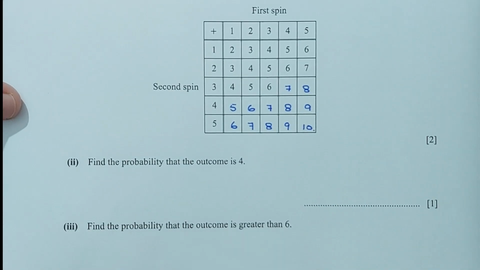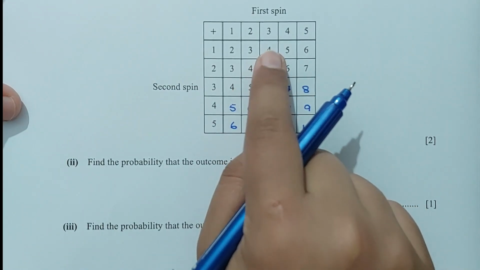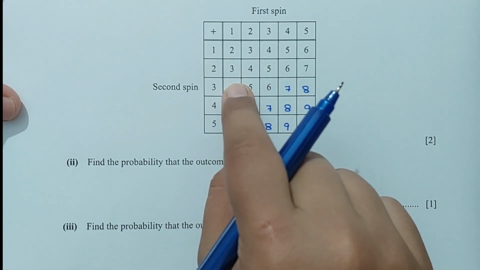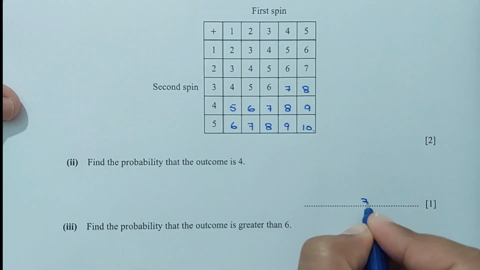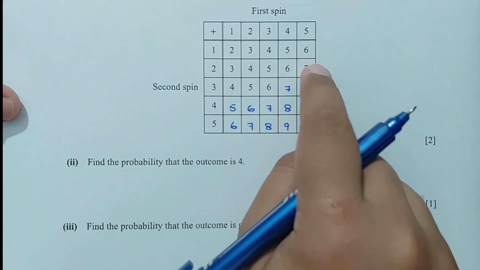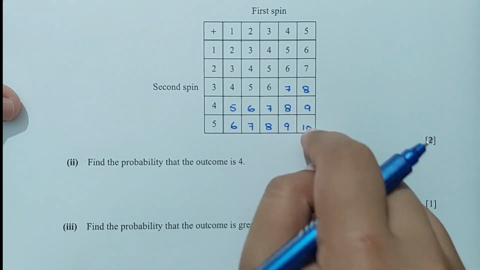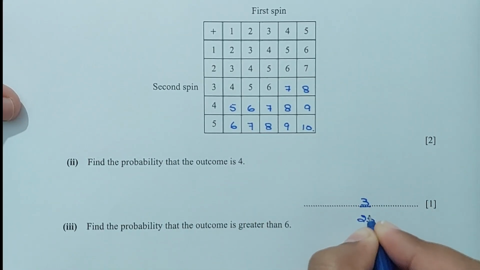Number 2, find the probability that the outcome is 4. How many outcomes are 4? 1, 2, 3. 3 outcomes are 4. And how many total outcomes? 5 times 5 is 25. 25 are the total outcomes.